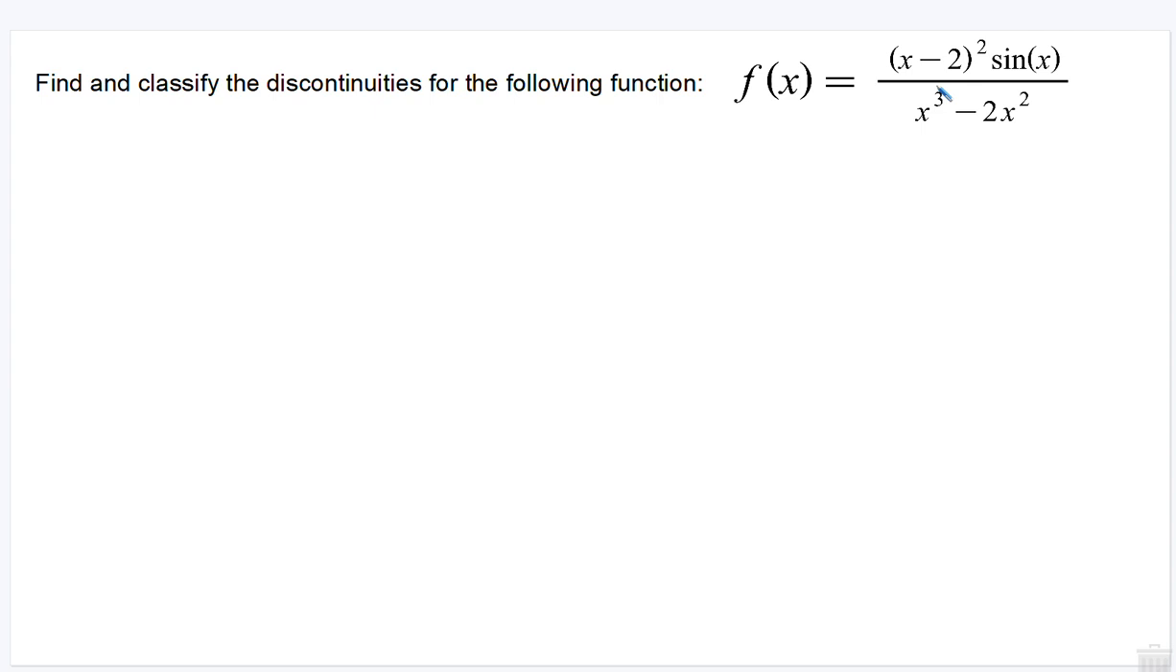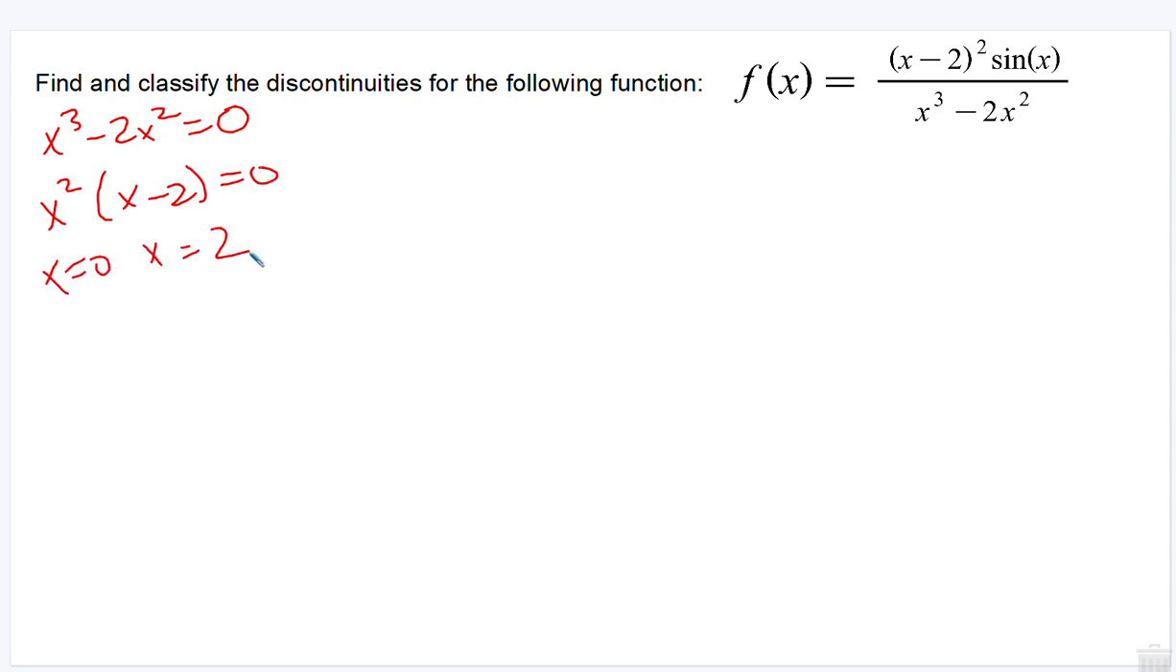So still, we'd want to set x cubed minus 2x squared equal to 0 and factor out the x squared this time, showing us that, yeah, still, the two things that are going to cause discontinuities for this function are x equals 0 and x equals 2.